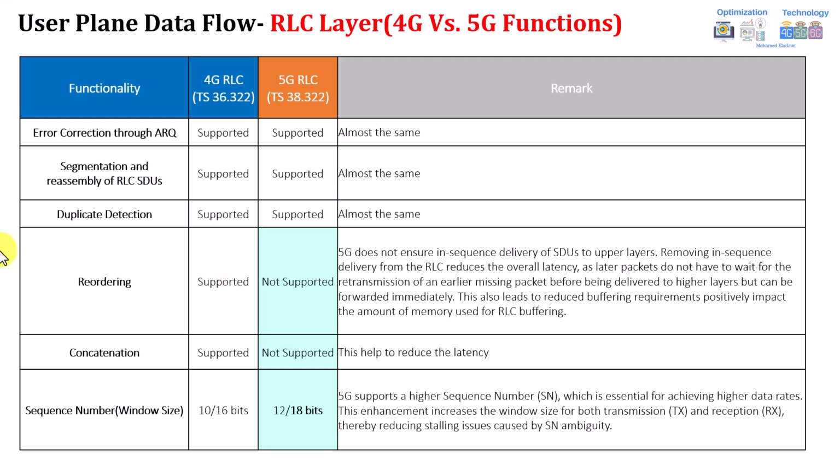So they have removed this function from the RLC and moved it up to the PDCP layer. Now you have reordering at the PDCP layer. So this can improve the latency and also improve the RLC buffer from the perspective of 5G.